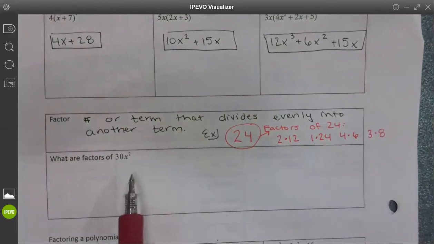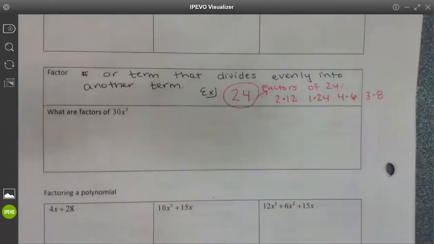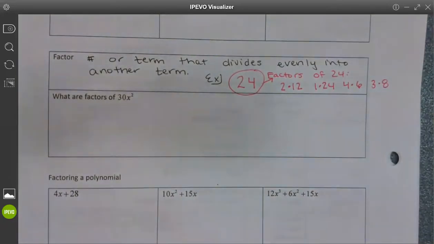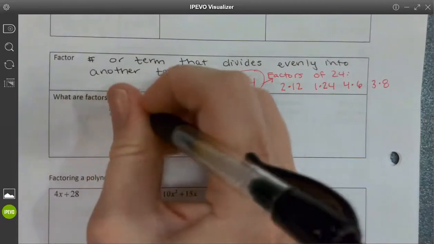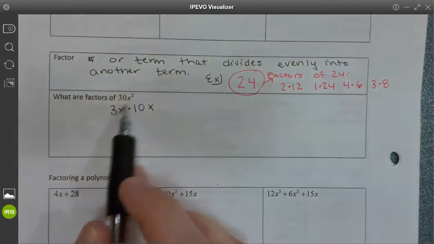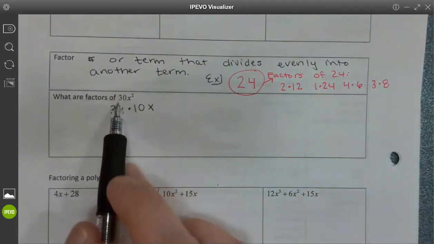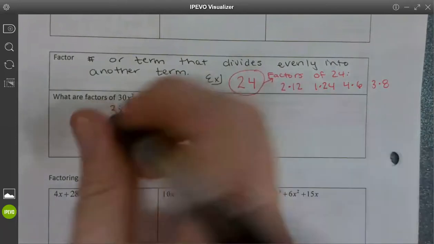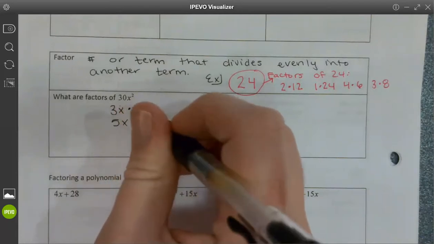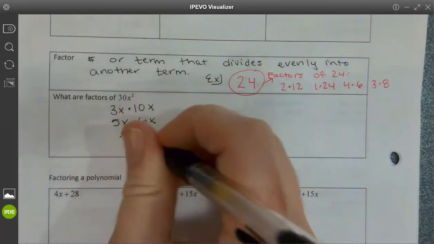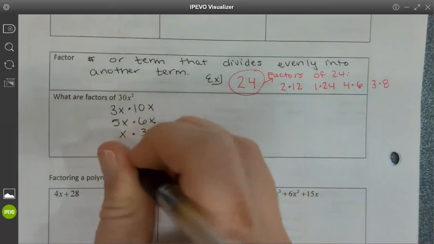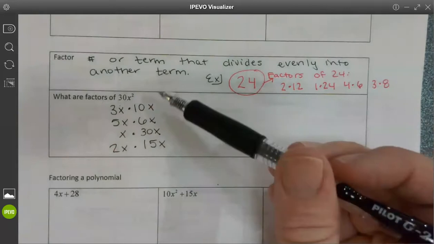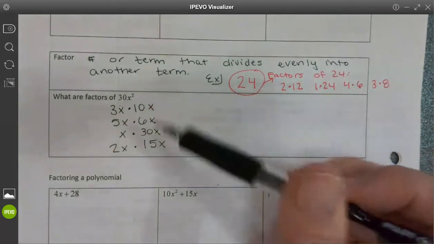Now, when we start adding variables and exponents, things get a little more involved. So then it asks, well then, okay, what would be the factors of 30x squared? So now, maybe I have 3x times 10x, right? 3x divides in evenly, 10x divides in evenly. If I multiply them together, it would give me 30x squared. So I've taken 30x squared, I've broken it apart into 2 of its factors. Maybe we have 5x and 6x, or x times 30x. Maybe we have 2x times 15x. You can kind of get this picture of there's all sorts of factors that would work for 30x squared.